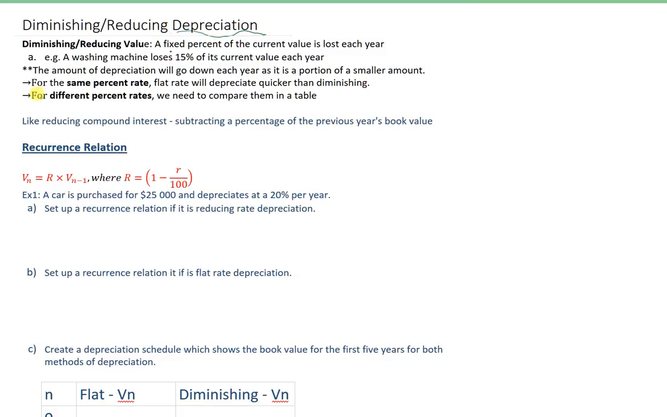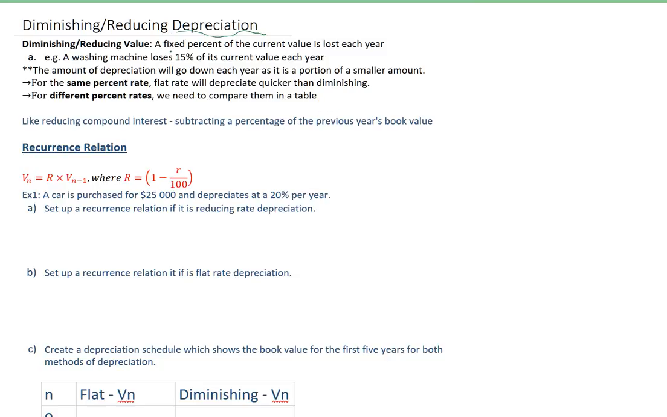So what that means in terms of looking at the flat rate comparison: for the same percent rate, so 20% both flat and diminishing, the flat rate will depreciate quicker. Okay, so if both are depreciating at 20%, the flat rate will get to the scrap value quicker than the diminishing rate. However, if we've got different percents, so maybe flat rate is decreasing at 15%, but diminishing is reducing at 20%, then we need to set up a table of values to compare them side by side to really know which one is going to depreciate quicker.